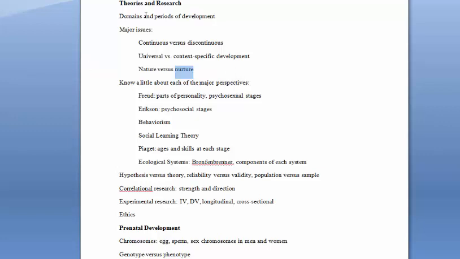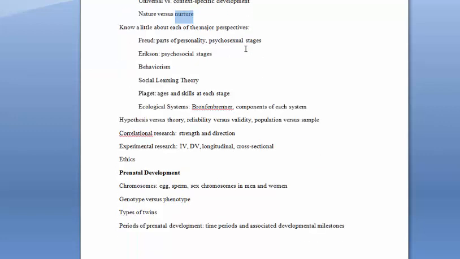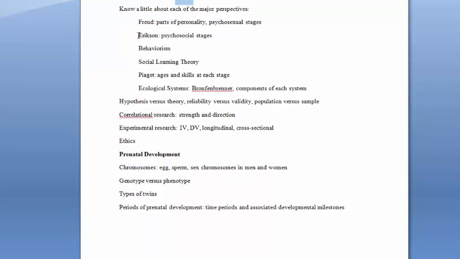Now, that was a little bit in general about development, and then we talked about some specific theorists. So know a little bit about each one of these that we discussed. First of all, Freud, who had a psychoanalytic, you might hear psychodynamic, perspective. So he would say that the majority of our personality is unconscious, and that we have 3 parts of our personality. So we have the id, the ego, and the superego. And that's the order that they develop in.